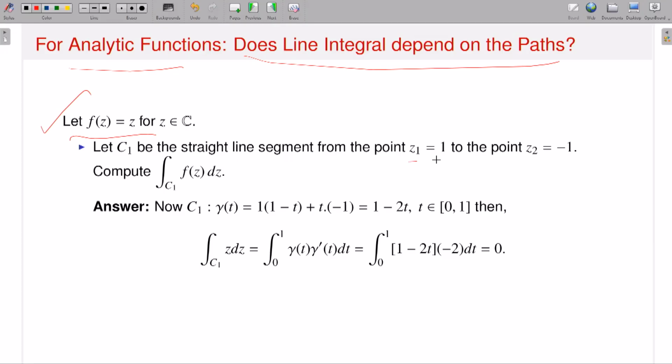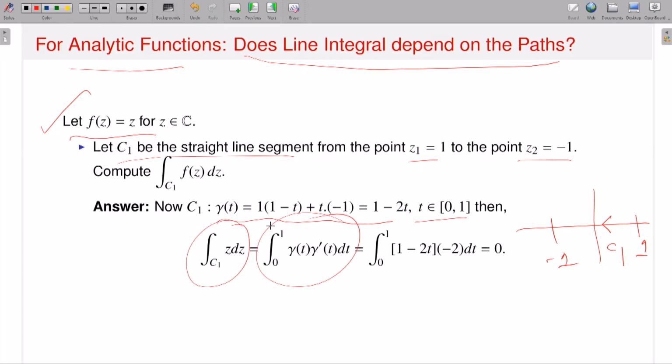Same setup: I have the point 1 and the point minus 1, and C1 is the straight line. You know the parameterization, this is 1 minus 2t, t running from 0 to 1. Now you just calculate the value: the integral from 0 to 1 of gamma t, gamma prime t, again same definition. It will give you 0. Earlier you had z bar, now you have z, so it will not affect the real value. So this is 0, it is okay.